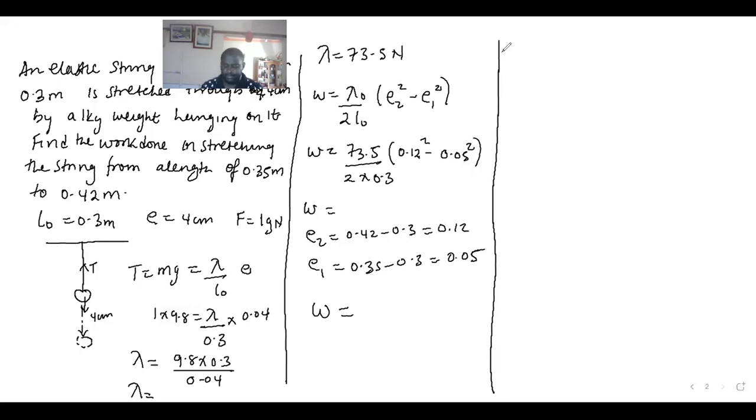What else did we get? 1.4578. Correct. 1.4578 joules. Okay. And have that down.